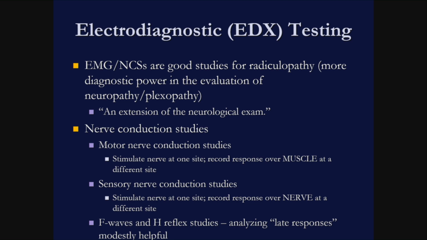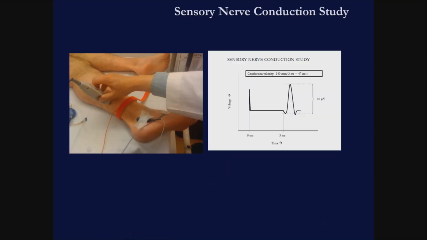H reflexes are the electrical equivalent of a deep tendon reflex. These are commonly done for the tibial nerve, and it's basically an assessment of the S1 pathway, and they are helpful for S1 root problems. You could argue how much better is it than just checking a reflex in the ankle. That's a debatable point, but those studies are available.